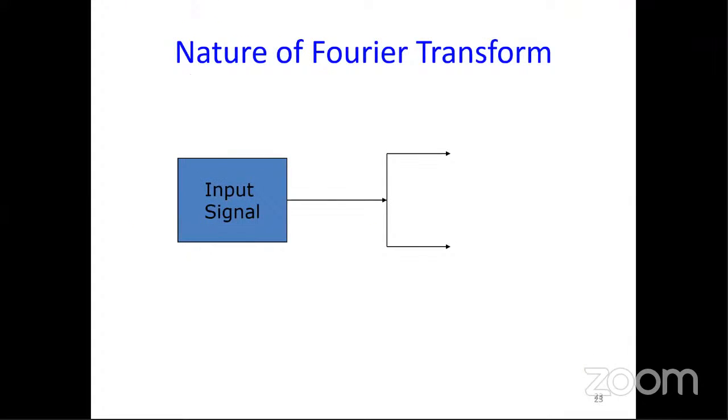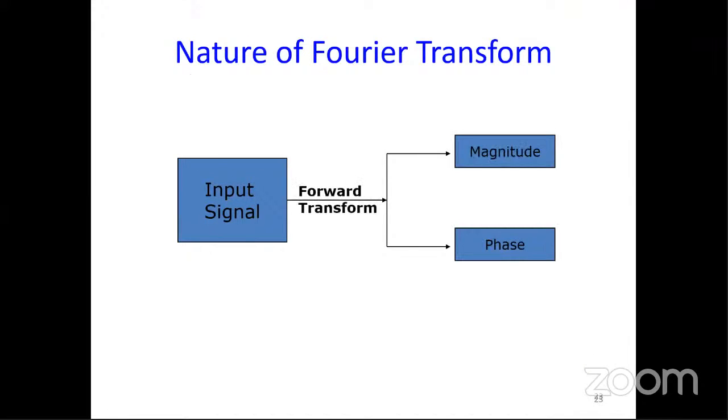Now, whenever we take Fourier transform, we will be able to get two important pieces of information. One, we call it the magnitude representation or the magnitude information. The other one is the phase information. Why are we supposed to get two pieces of information? Can anyone just give an idea here? If we take Fourier transform, we are able to get both magnitude and phase.